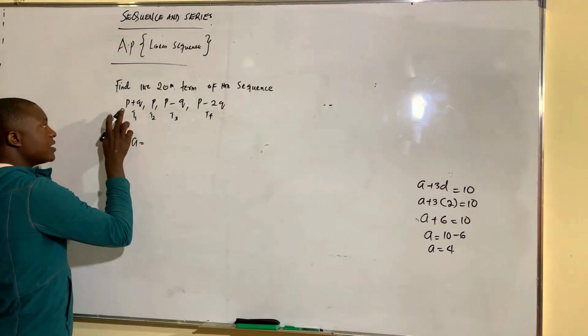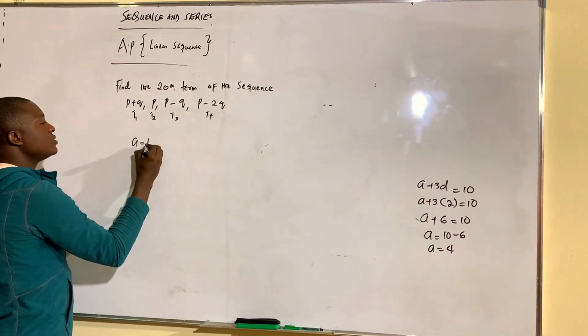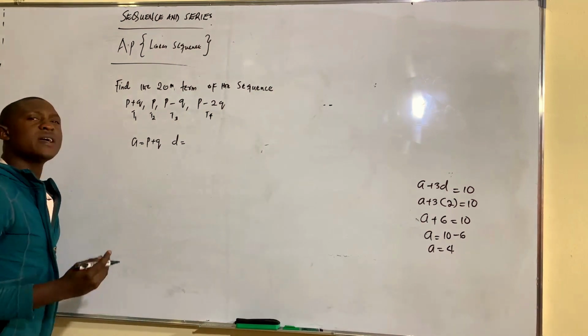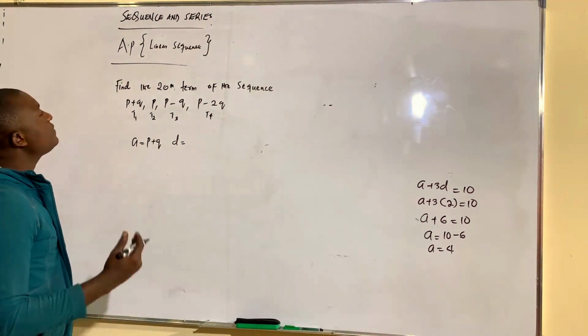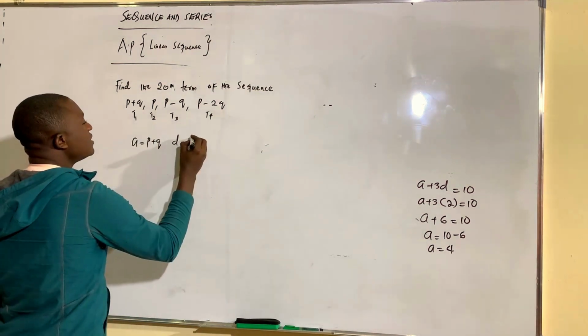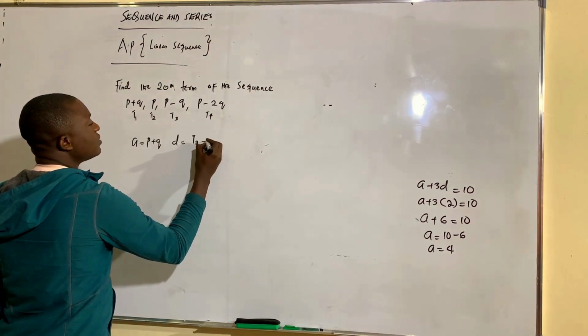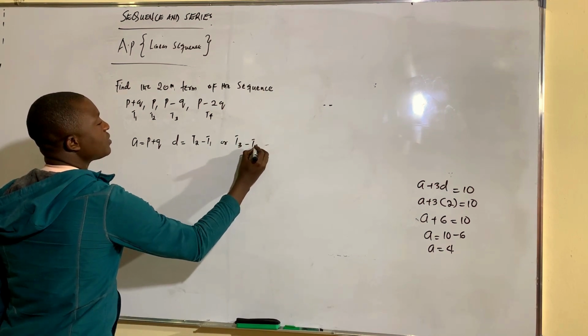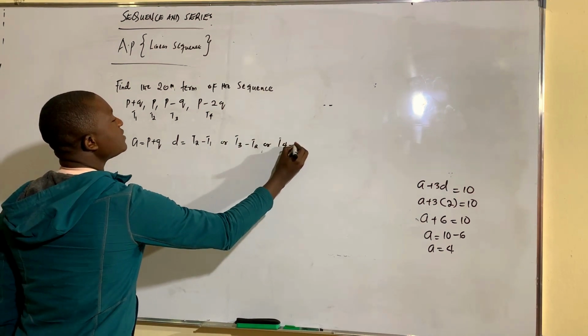Our first term here is P plus Q. Then we want to find our common difference. You can find the common difference between n terms, to check if it's an AP. Now I can take it from here to here. I can say second term minus first term, or I can have third term minus second term, or I can have fourth term minus third term.